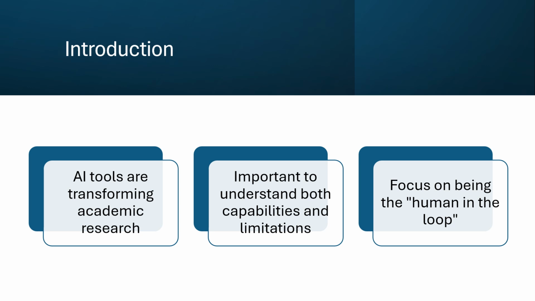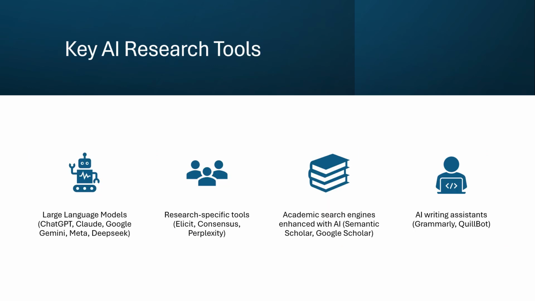Let's get started. There's no denying that AI tools are transforming academic research even as we speak. They are being used in a variety of ways, from data analysis to assisting with publication or review of scholarly journals, which many of us probably want to think about. Because it's becoming so prevalent so quickly, it's important for us to understand both what it can do and what some of the limitations are, and also for us to return to Ethan Mollick's principle and really focus on how we can be the human in the loop during the research process.